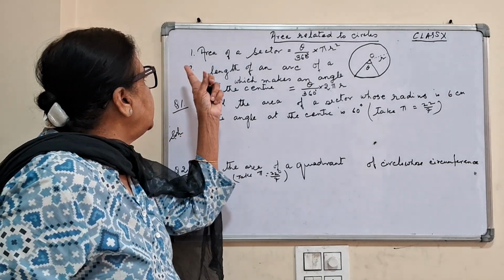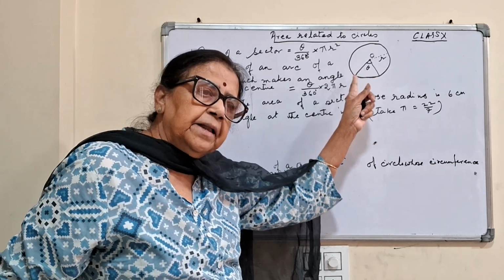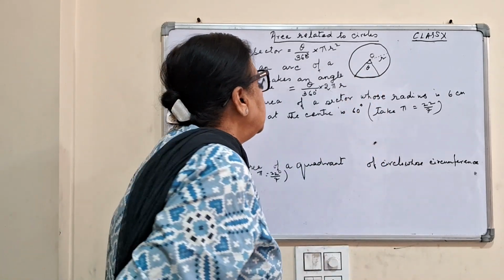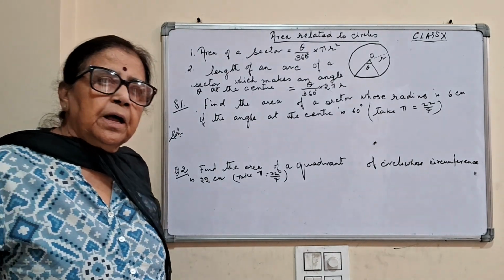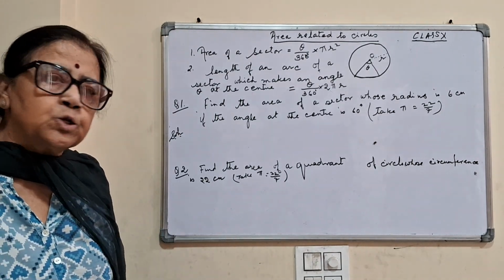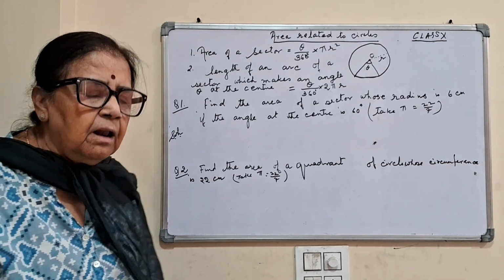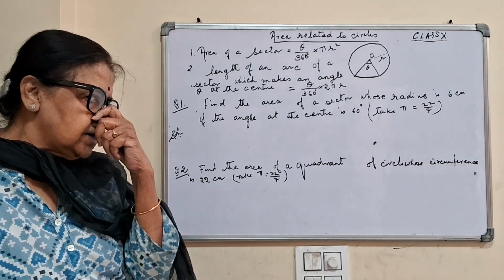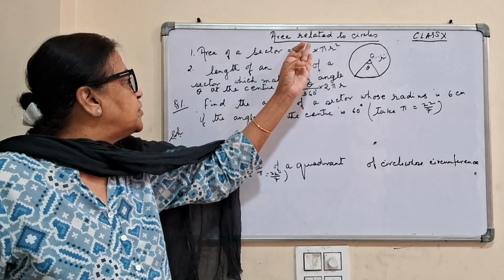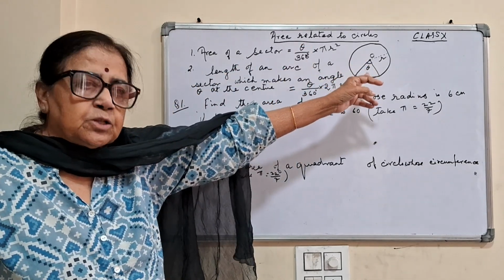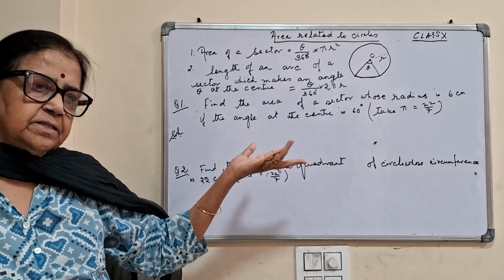So now the area is theta by 360. Theta is the angle at the center, and it is part of the area, that is theta by 360 pi r square. Pi r square is the area of the circle, and theta by 360, suppose it is 60 degree, that is 1/6 of the pi r square.